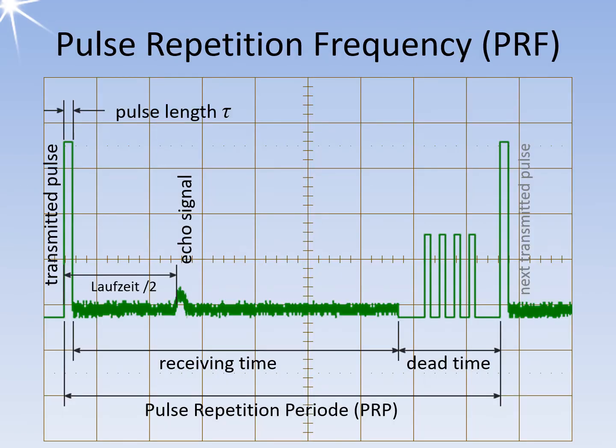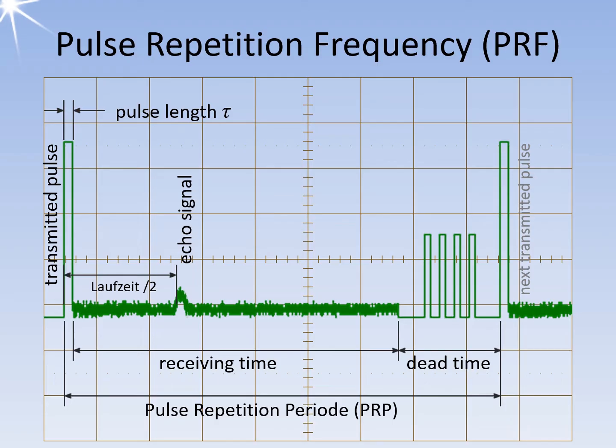The pulse repetition frequency, PRF, is the number of pulses transmitted per second. The radar set transmits a short high-frequency pulse with the transmission pulse duration tau and waits for the echo signals between the transmission pulses. The time from the beginning of one transmitter pulse to the beginning of the next pulse is called pulse repetition time, PRT, or pulse repetition period, PRP. Both terms are the reciprocal of the pulse repetition frequency.